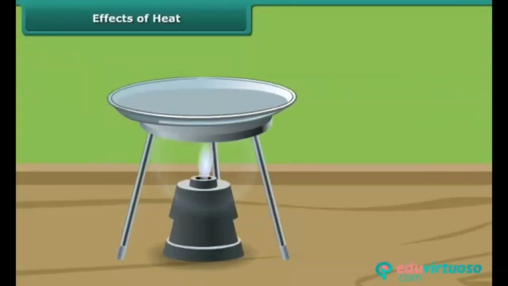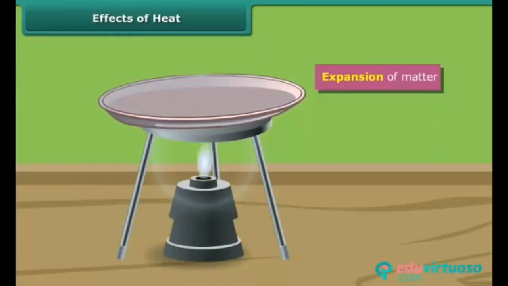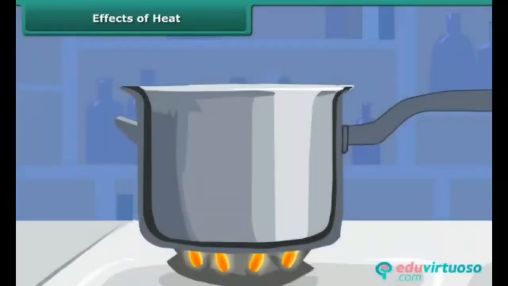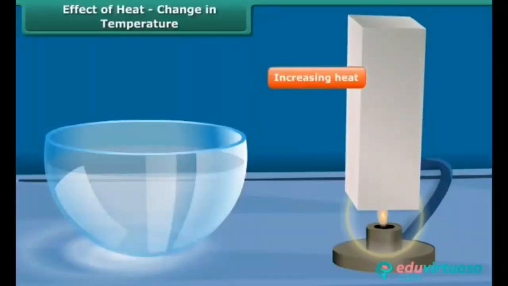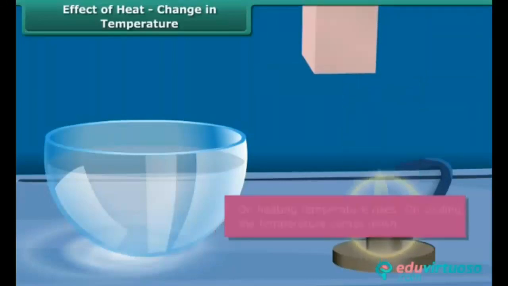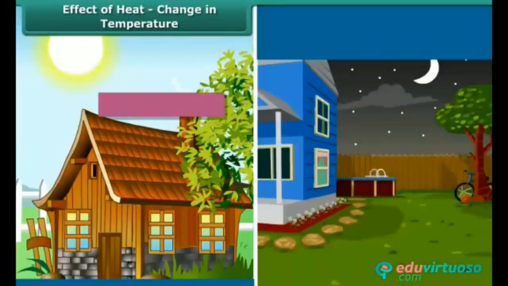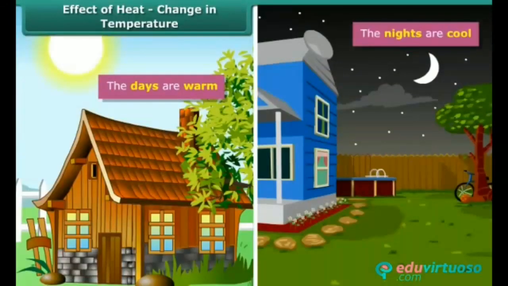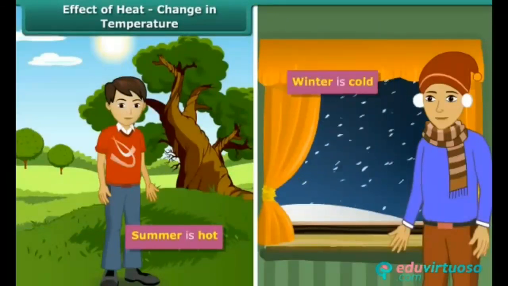The object may expand or contract in size. A substance may change its state when heated. For example, water changes into water vapor on heating. We observe a change in temperature on heating. On heating, the temperature rises, and on cooling, the temperature comes down. In nature, the sun's energy brings about a change in temperature. The days are warm, while the nights are cool. Summer is hot, winter is cold.